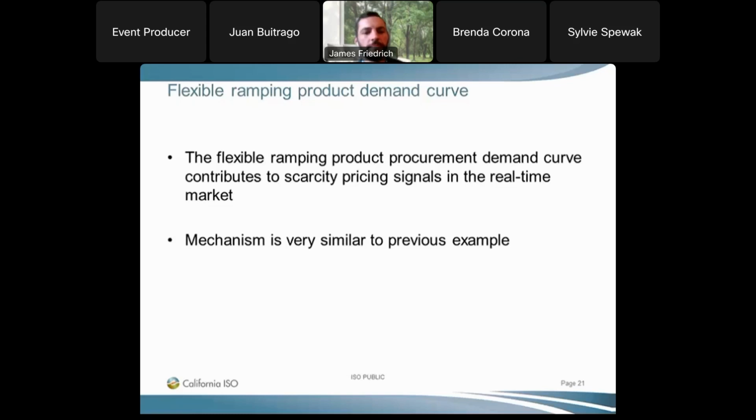Question? Yeah, let's go ahead and unmute JK. Hi, James. If you answered my question before, I apologize. But after your presented example, and since you mentioned the demand curve, I just want to clarify again.